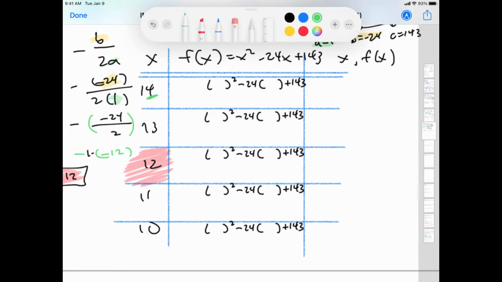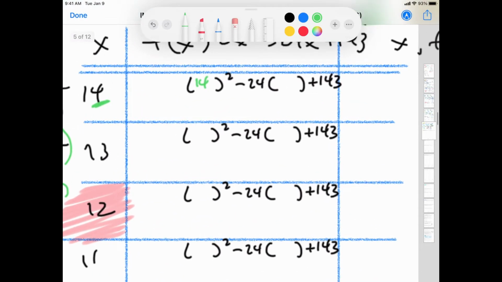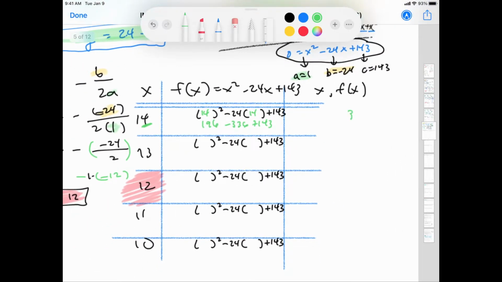Okay, let's go ahead and put 14 in here. 14 squared minus 24 times 14 plus 143. So I'm going to get my calculator. So 14 squared is 196. Negative 24 times 14 gives me negative 336 plus 143. Just put all those numbers in. And I get the wonderful answer of 3. When x was 14, f of x becomes 3, or my y value becomes 3.